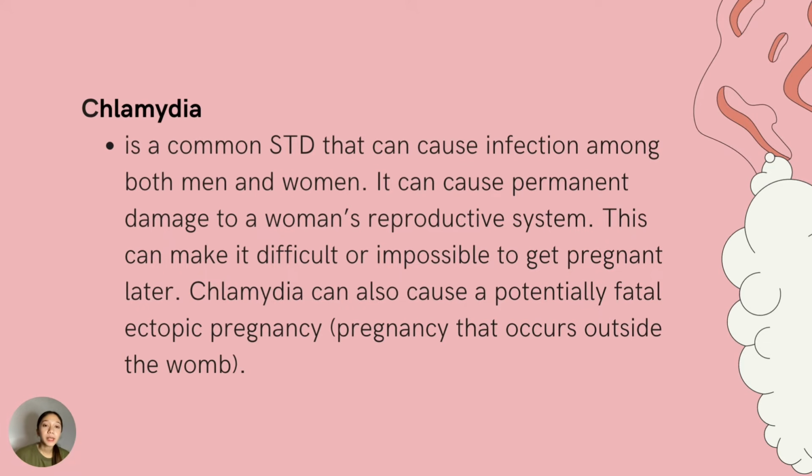It is a common STD or sexually transmitted disease that can cause infection among both men and women. It can cause permanent damage to a woman's reproductive system. This can make it difficult or impossible to get pregnant. Chlamydia can also cause a potentially fatal ectopic pregnancy or pregnancy that occurs outside the womb. So, you can get chlamydia by having vaginal and anal or oral sex with someone who has chlamydia.